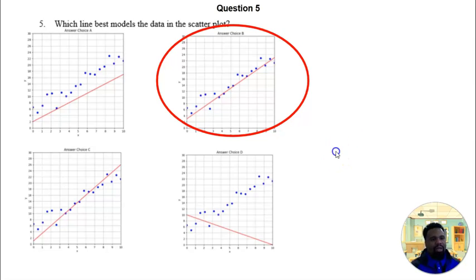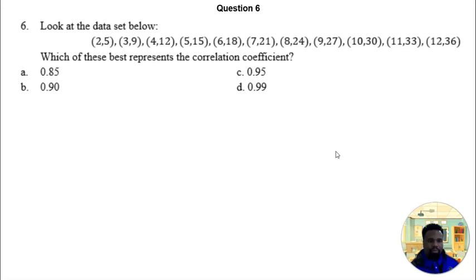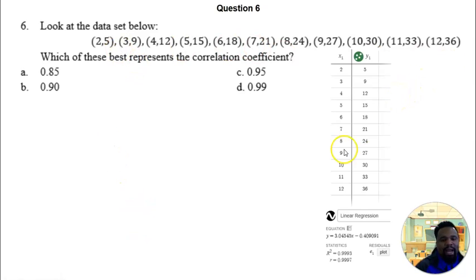Okay, let's look at number 6. These are ordered pairs. It says which of these best represents the correlation coefficient. So we can type this in our Desmos, add our table, put in our ordered pairs, and then create our regression. When we do that, we want to look at our correlation coefficient, which is represented by the lowercase r. Excuse the bell. If you look at your lowercase r, we can say that our correlation coefficient is approximately 0.99. That's a very strong positive correlation.